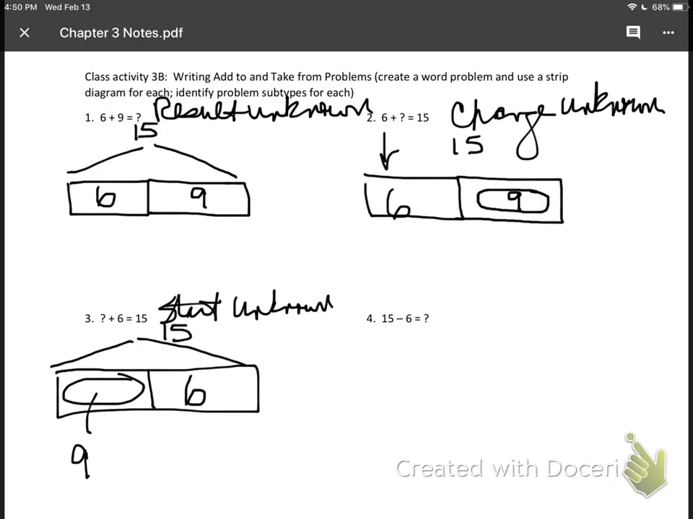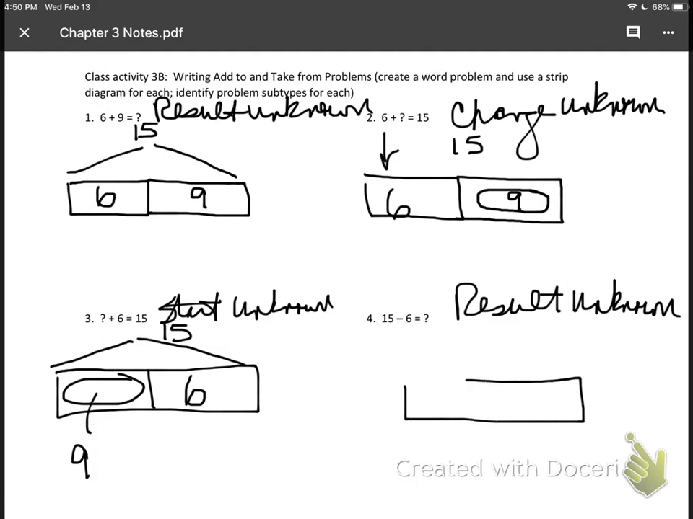Okay, this last one is a result unknown problem, but now it's a result unknown as a subtraction. Alright, so this is what the scenario is going to be. Here are our 2 terms. We know that we are beginning with 15.